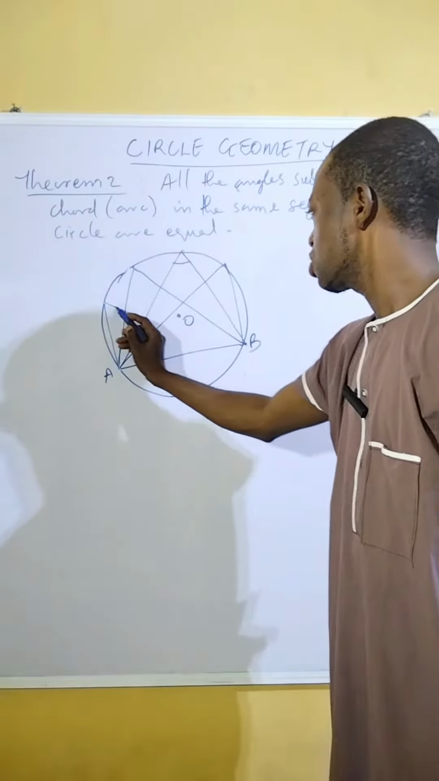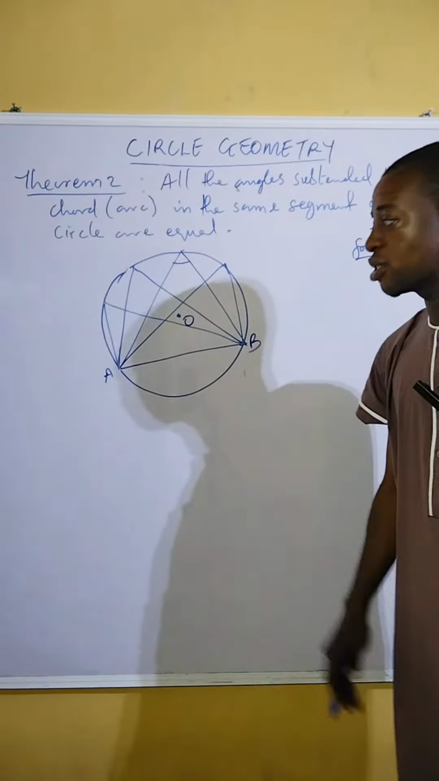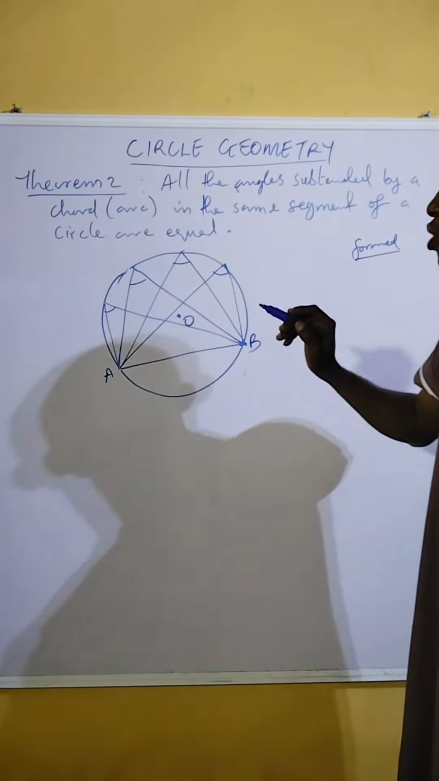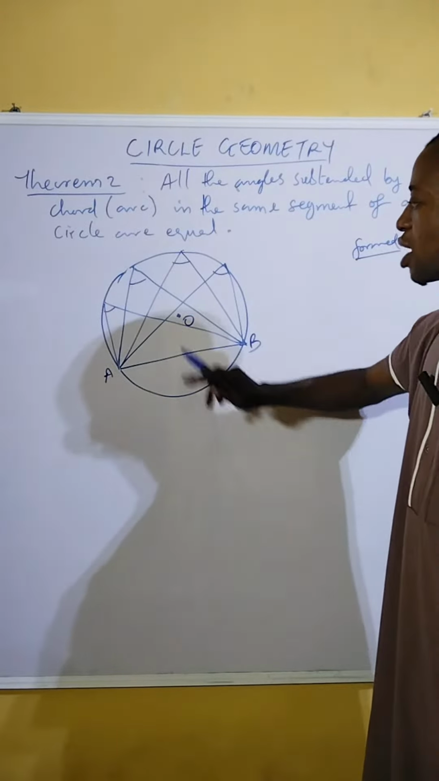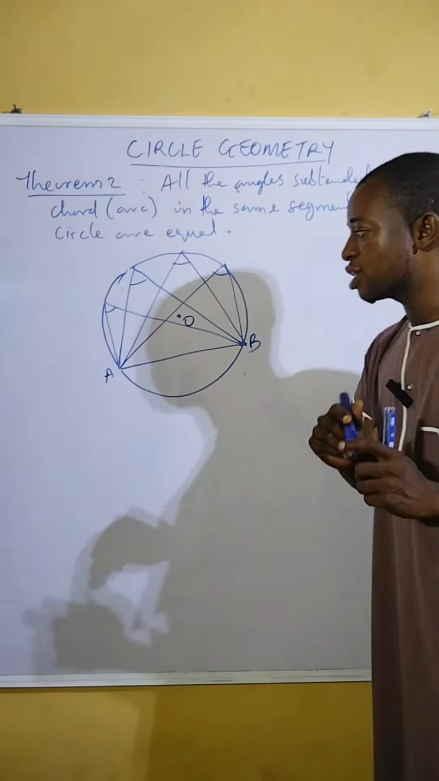So in as much as it's coming from this chord and in one segment, everything here, all this angle here are said to be equal. So this angle is equal to this angle, is equal to this angle, is equal to this angle. That's what the theorem is saying.